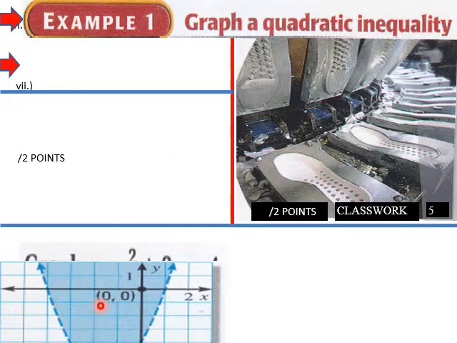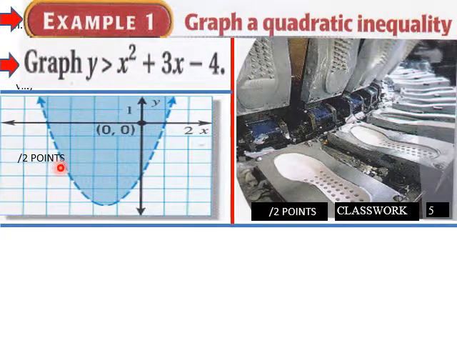So, graph a quadratic inequality here. Here is our inequality. We have a dotted line, so it's not an inclusive inequality. It's a strict inequality, like this sign here. This is the graph of that.